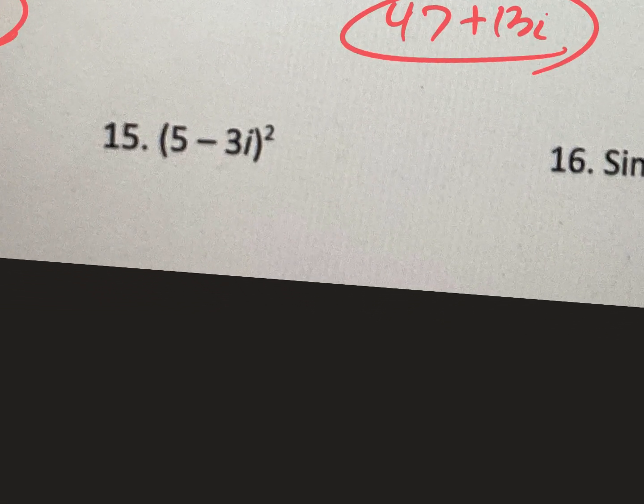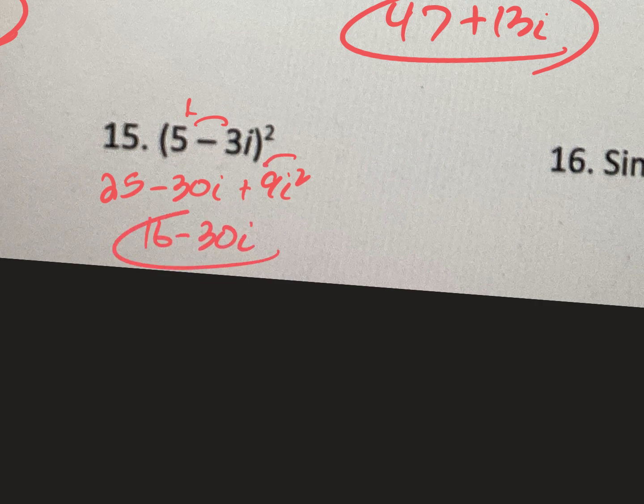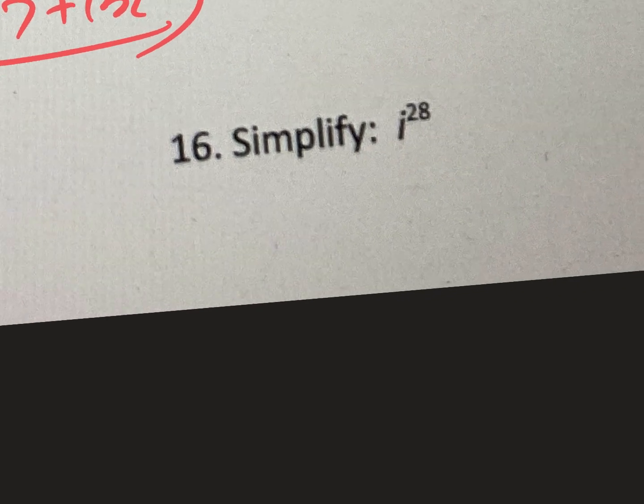Number 15. Remember, square, multiply, double, square. That's what's about to happen right here. Square the 5. Multiply together, you get negative 15i, double it. Negative 30i, square the 3i, you get 9i squared. The i squared changes the 9 to negative 9. 25 minus 9 is 16, minus 30i.